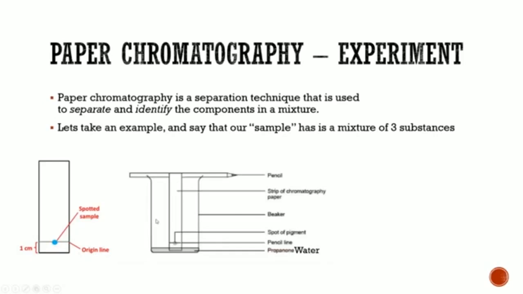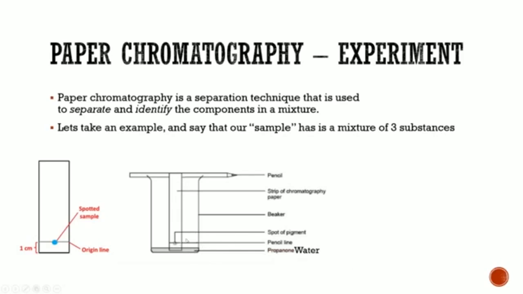So what's going to happen then is we set it up in this sort of setting here, whereby you sort of hang the chromatography paper down where the ends are just touching a solvent that can be propanone or water, but let's just take water in this example here.